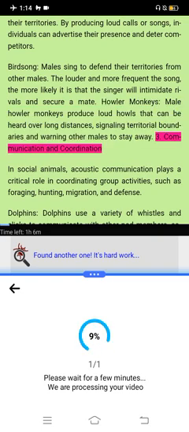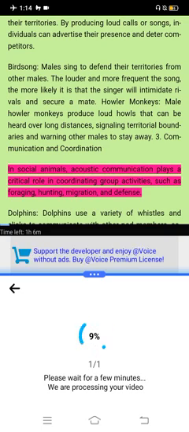3. Communication and coordination. Social animals. Acoustic communication plays a critical role in coordinating group activities, such as foraging, hunting, migration, and defense.